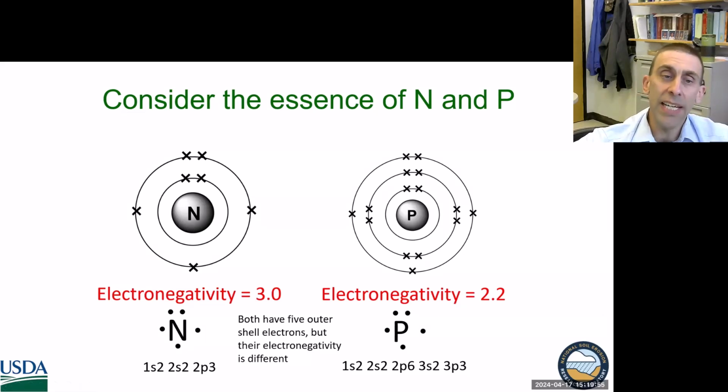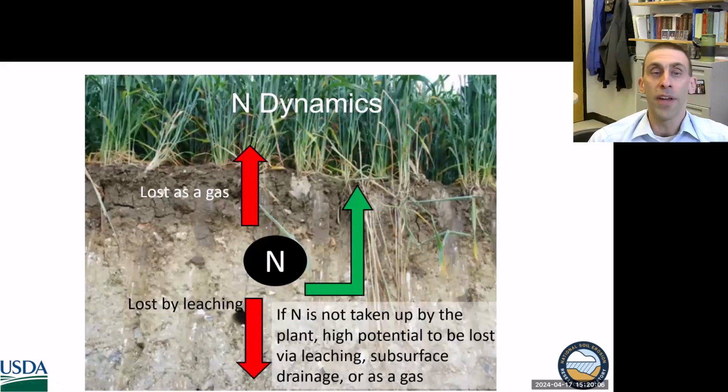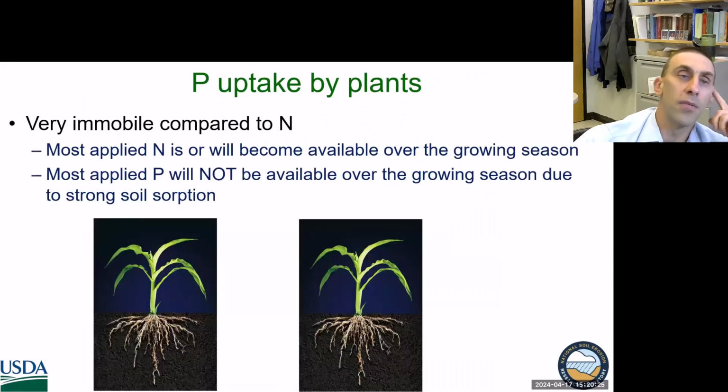Phosphorus is very sticky. Nitrogen is not. Phosphorus sticks to the soil very, very strongly. Nitrogen does not. So how that manifests itself, nitrogen not being held very well: if the nitrogen is not taken up by the plant, then there is high potential for it to be lost through leaching, through subsurface drainage, or as a gas. In a sentence, if you don't use nitrogen, you're going to lose it. That's the opposite of phosphorus.